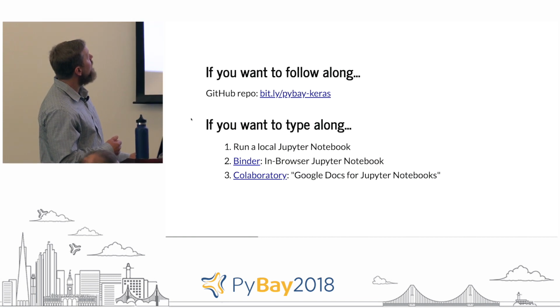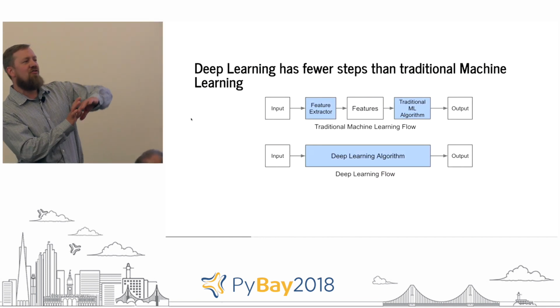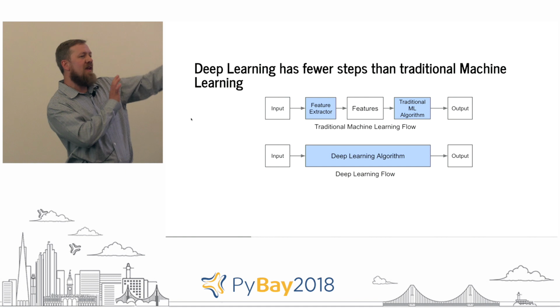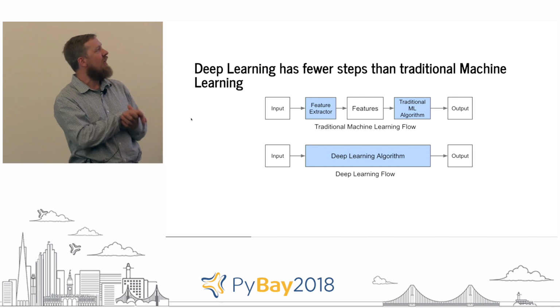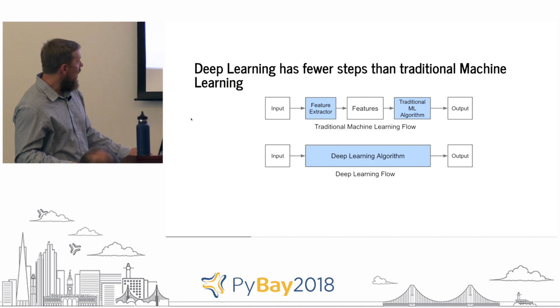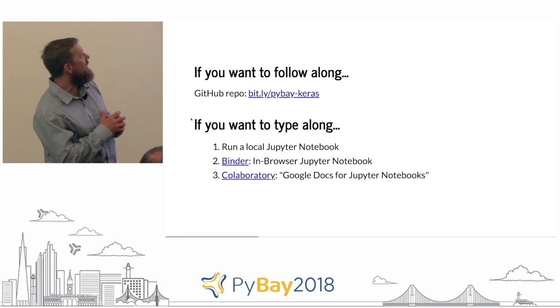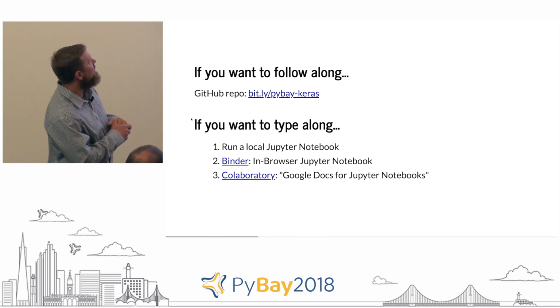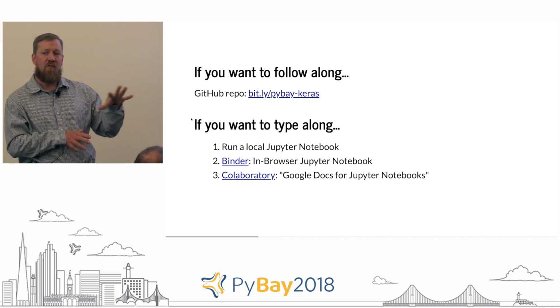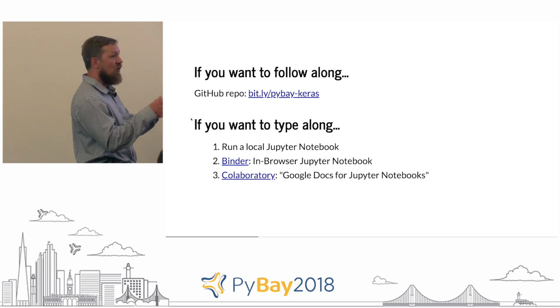Cool. Okay, so I'm going to pause there. That is the general overview of deep learning. Now that we have an orientation to the landscape, we're going to jump into the Keras library. One thing I want to point out is that if you want to follow along, you can go to that bit.ly link, but I also suggest that you type along. If you're comfortable with Jupyter Notebook, you could spin up a Jupyter Notebook environment on your local machine.